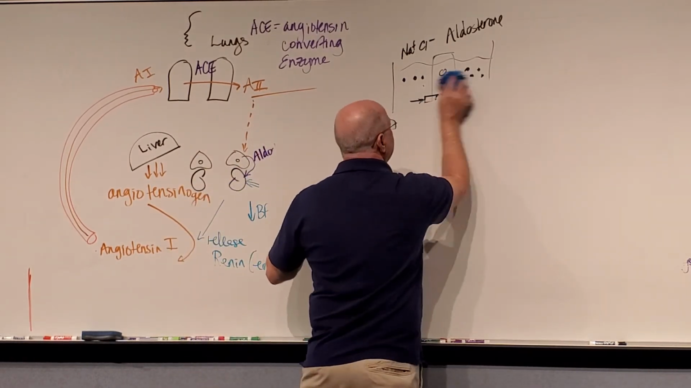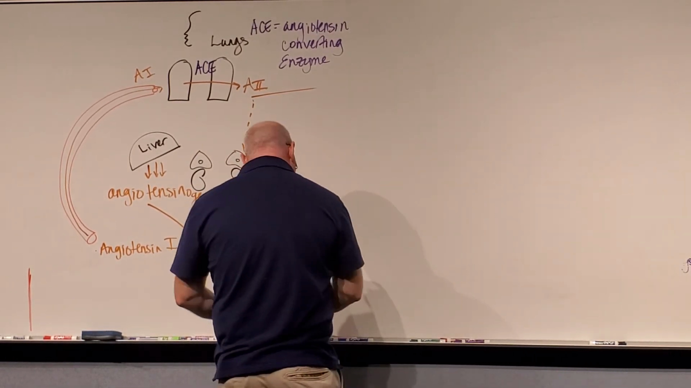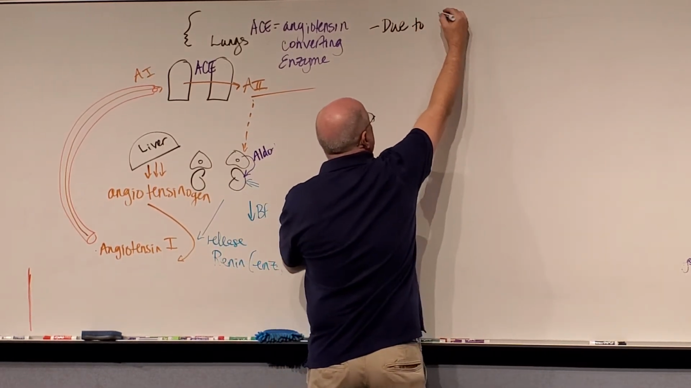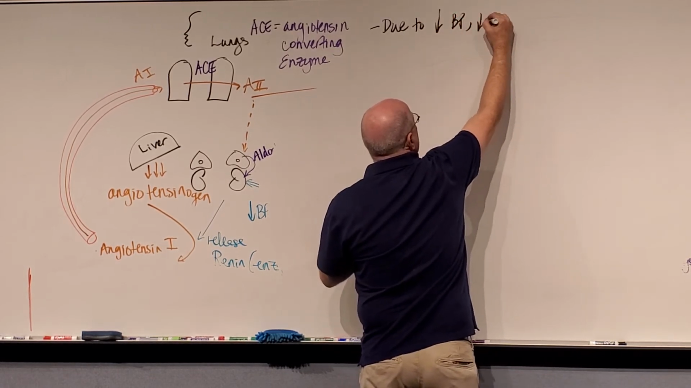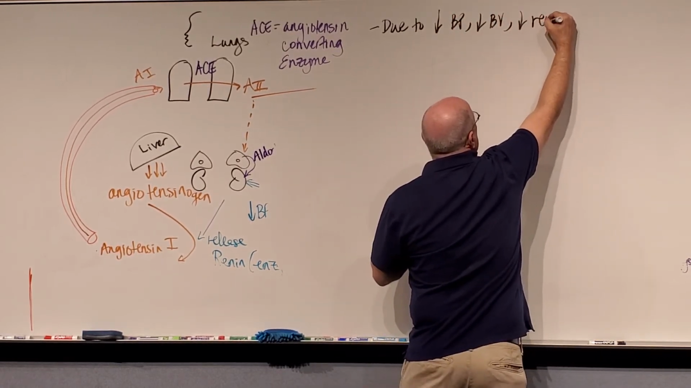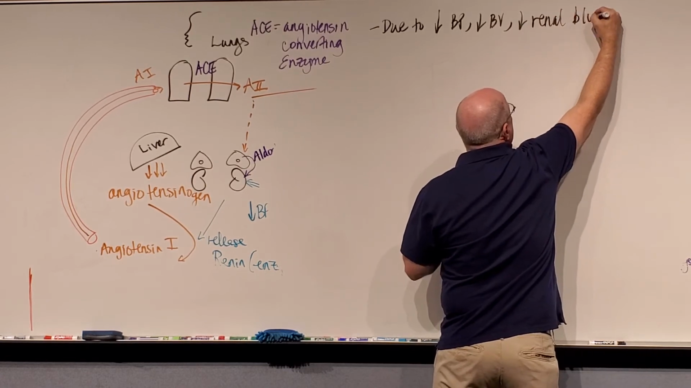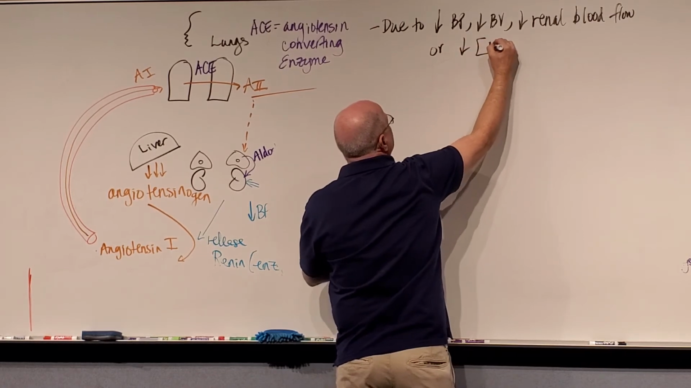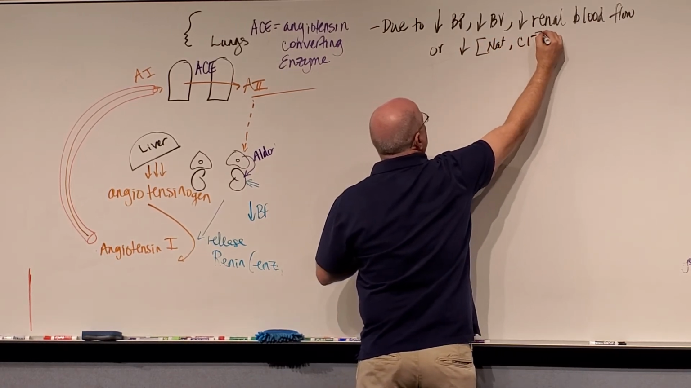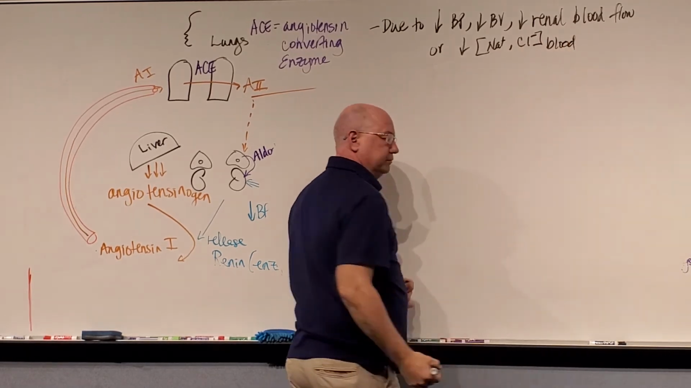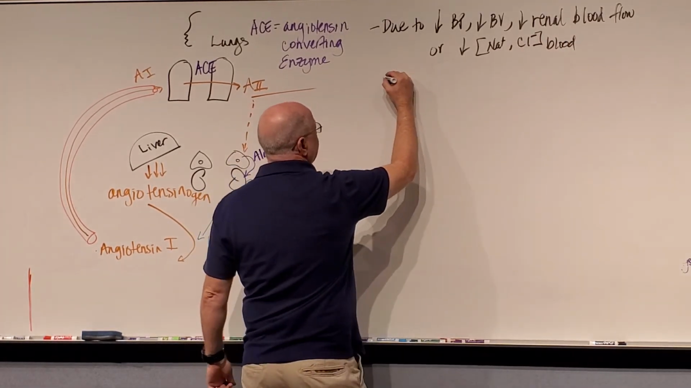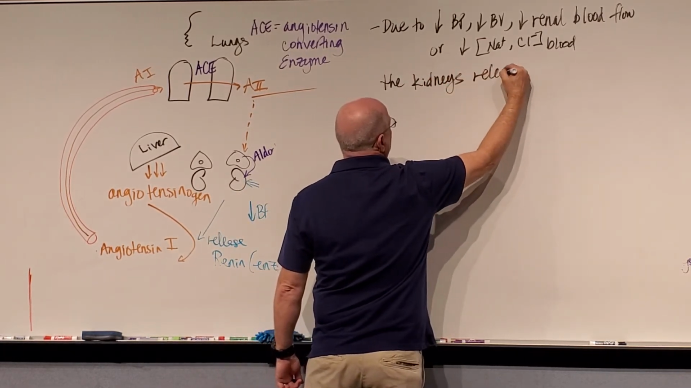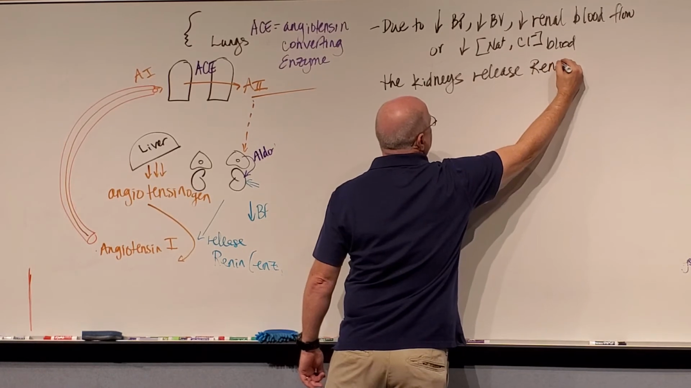So now let's write out the steps of this whole situation. So follow along. Due to a low blood pressure, low blood volume, and low renal blood flow, or a low concentration of sodium and chloride in our blood, the kidneys release renin.